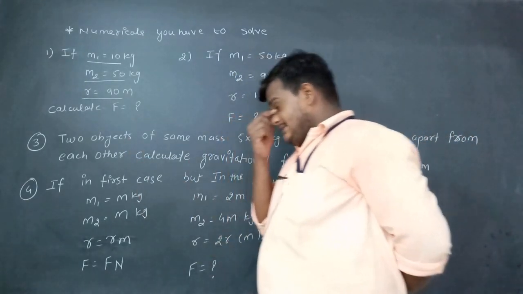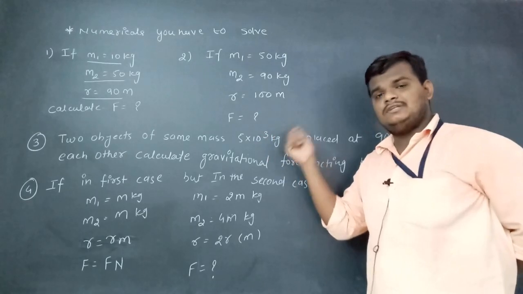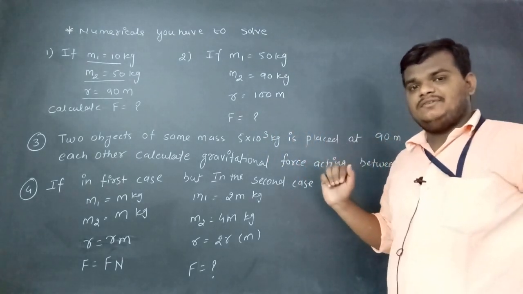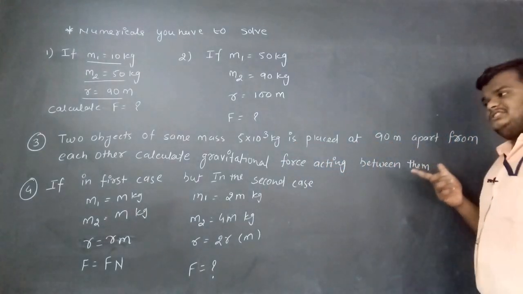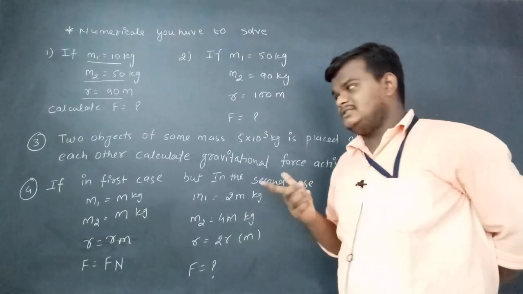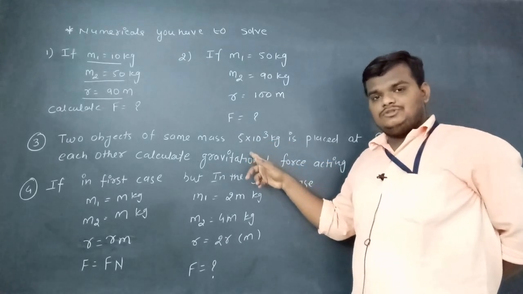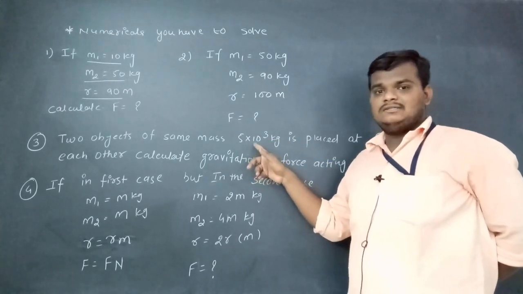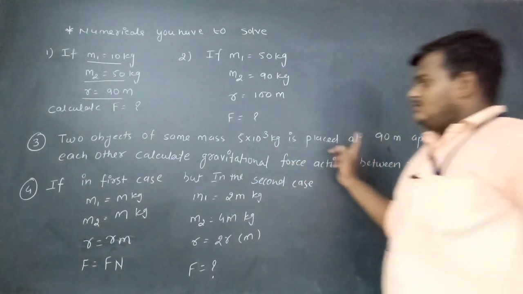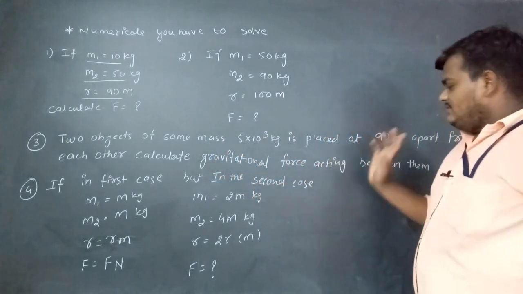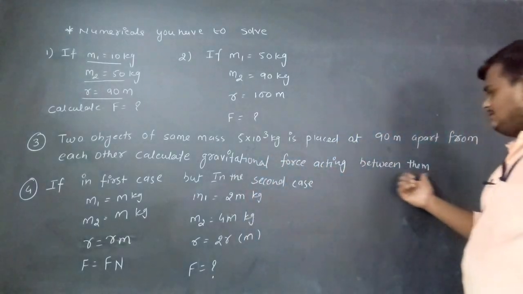Third numerical: there are two objects of the same mass, and it is 5 into 10 raised to 3 kg. दोनों ऑब्जेक्ट का मास सेम है, 5 into 10 raised to 3 kg, placed 90 meter apart from each other. दोनों के बीच का डिस्टेंस this is given, 90 meter. So this is your m1, 5 into 10 raised to 3, m2, 5 into 10 raised to 3. Both are equal. Distance r is given and it is 90 meter. Calculate the gravitational force acting between them. दोनों के बीच gravitational force जो एक्ट हो रहा है उसको आपको कैलकुलेट करना है.